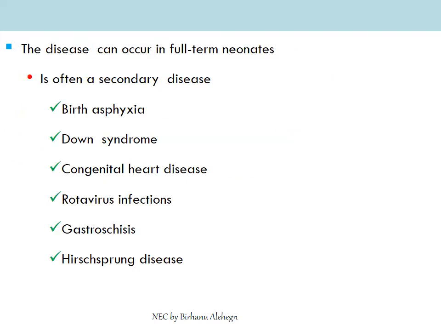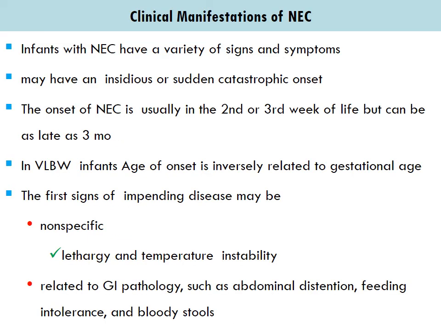Necrotizing enterocolitis in term infants is often a secondary disease, seen more frequently in infants with history of birth asphyxia, Down syndrome, congenital heart disease, rotavirus infections, gastroschisis, and lung disease.